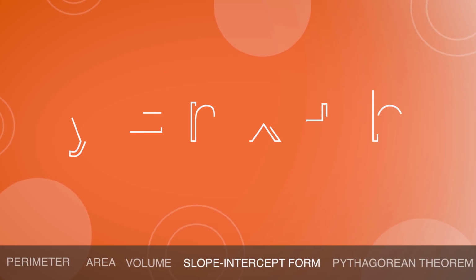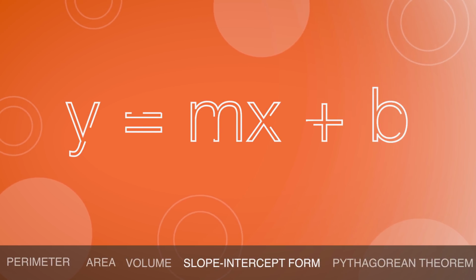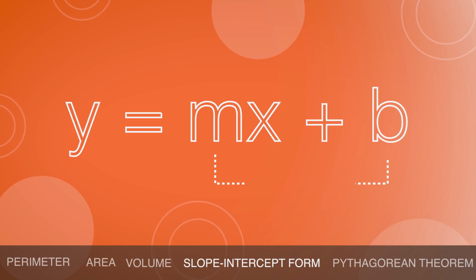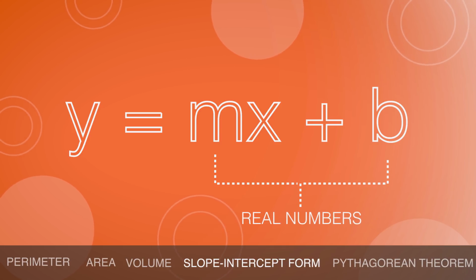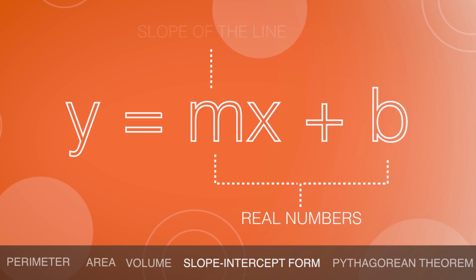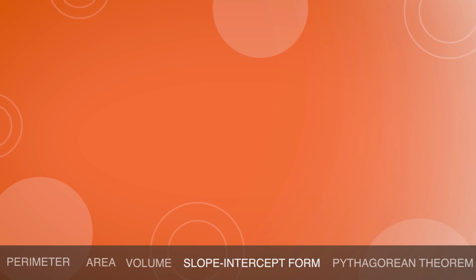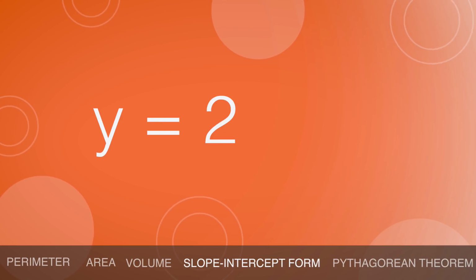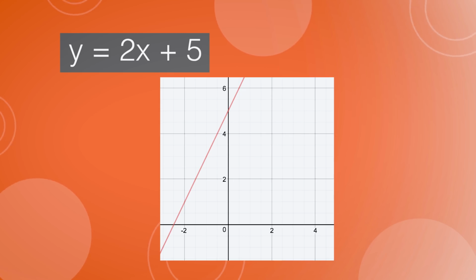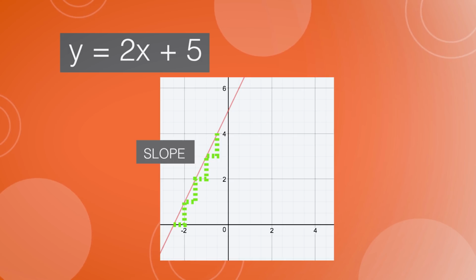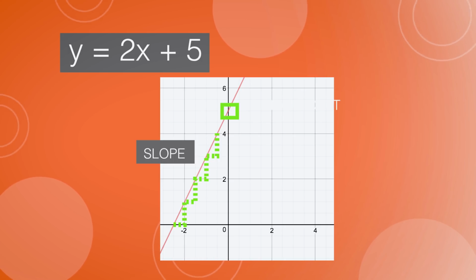Slope-intercept form is most commonly written as y equals mx plus b, where m and b are real numbers, like 2 or 5 or 37. M tells us what the slope of the line is, and b tells us where the line crosses the y-axis. So if the formula is y equals 2x plus 5, we can tell for every one space the line moves right on a graph, it moves up two spaces, that's the slope. We can also tell the line crosses the y-axis at (0, 5), and that's the y-intercept.